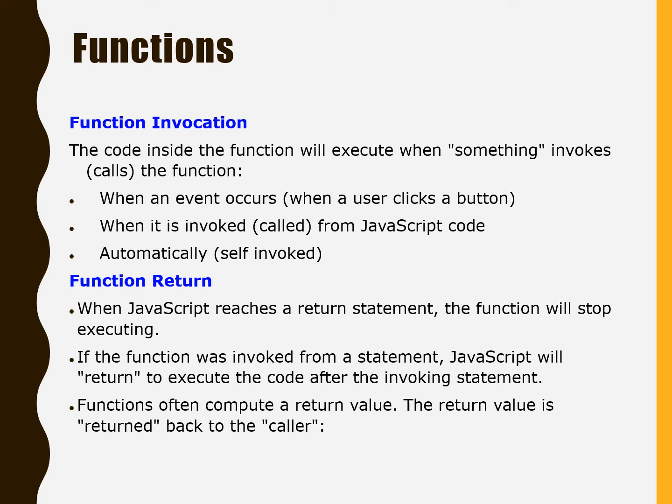When an event occurs or when a user clicks a particular button, sometimes an onclick function, sometimes a button click happens, a function will be invoked. Or it is invoked from JavaScript code. So inside the JavaScript code, a call to the function is specified. In that way, we can invoke a function, and sometimes the functions are invoked automatically. That is, self-invoked functions are there.